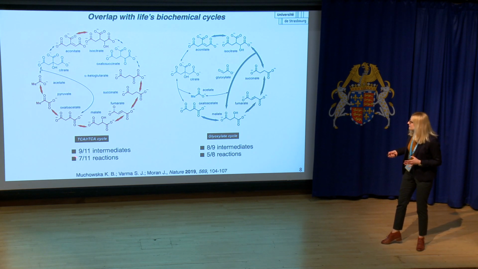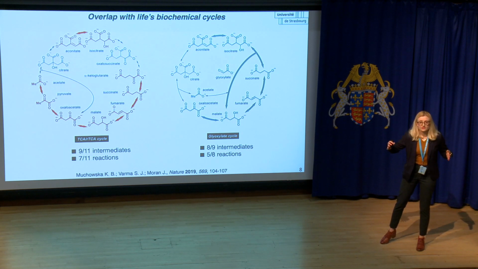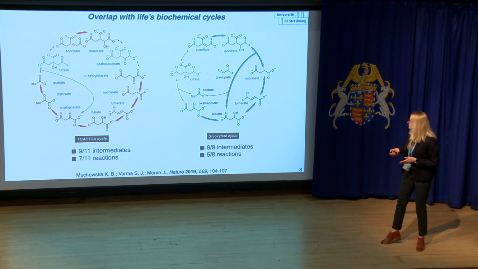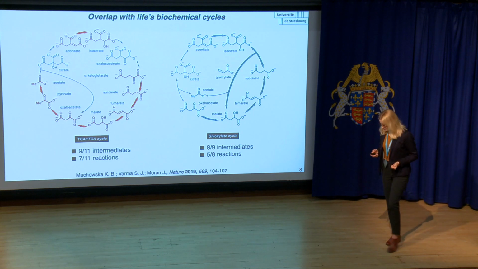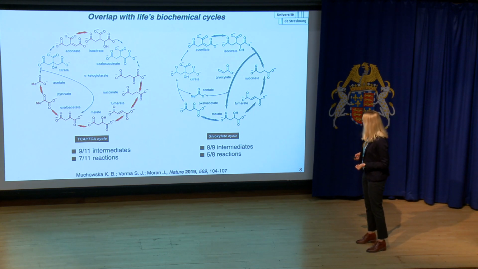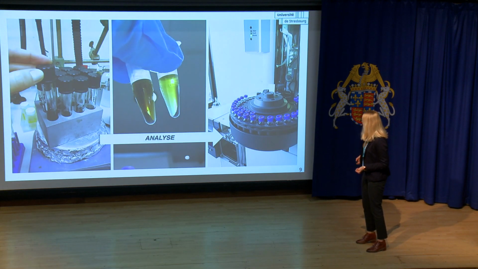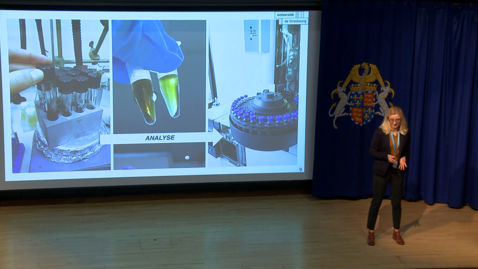In the Krebs cycle, 9 out of 11 intermediates, 7 out of 11 reactions, so the transformations. And in the case of the glyoxylate cycle, 8 out of 9 intermediates, and 5 out of 8 reactions. So it's really, really close. So that's how we do it.